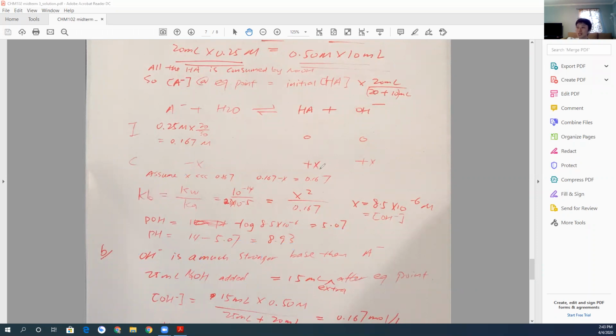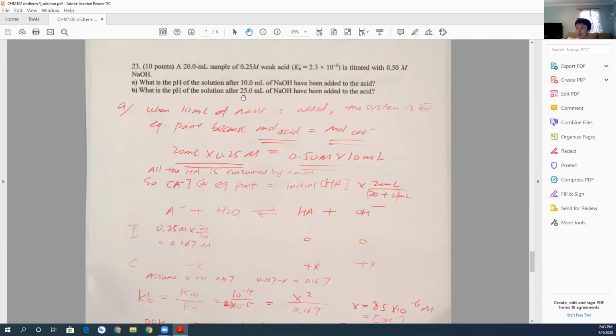For part B, it asks what's the pH of the system when 25 milliliters of the sodium hydroxide has been added. We know that 10 milliliters reached the equivalence point, so for 25 milliliters, that's an extra 15 milliliters of the strong base added. The A minus, the weak base, also exists, but compared to the strength of this strong base, we can ignore it. So the pH is mainly controlled by the extra sodium hydroxide added into the system.